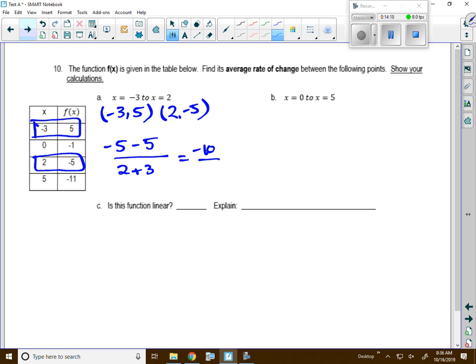3. So you should have gotten -2 for that one. You should also get -2 for the next one. 0 corresponds to -1. 5 corresponds to -11.